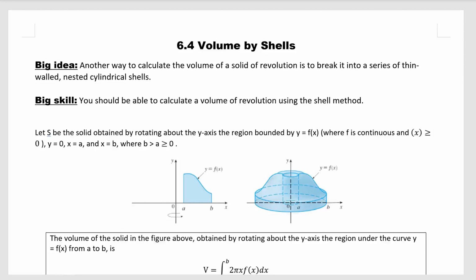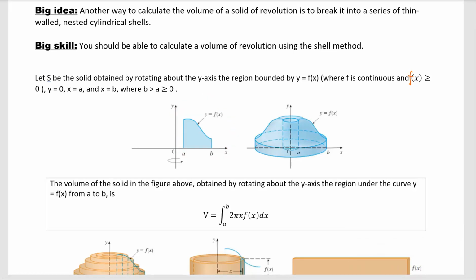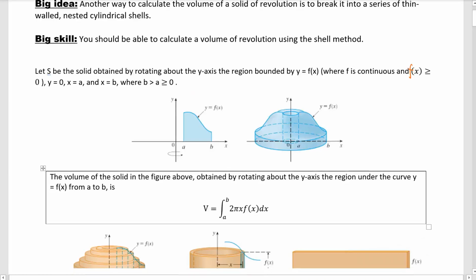Let S be the solid obtained by rotating about the y-axis the region bounded by the graph y equals f of x, where f is continuous and positive. And so this is our region, okay? And we want to rotate this region about the y-axis. So then we get a solid like this. Does it look like a pudding? And this is the volume of the solid in the figure above, obtained by rotating about the y-axis.